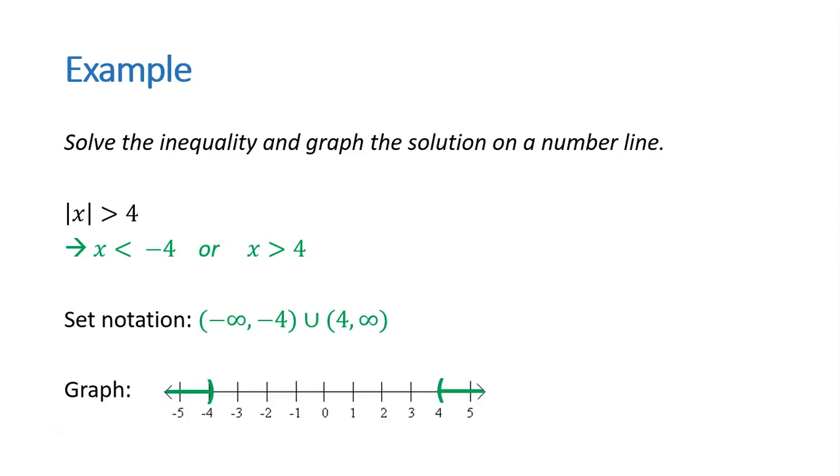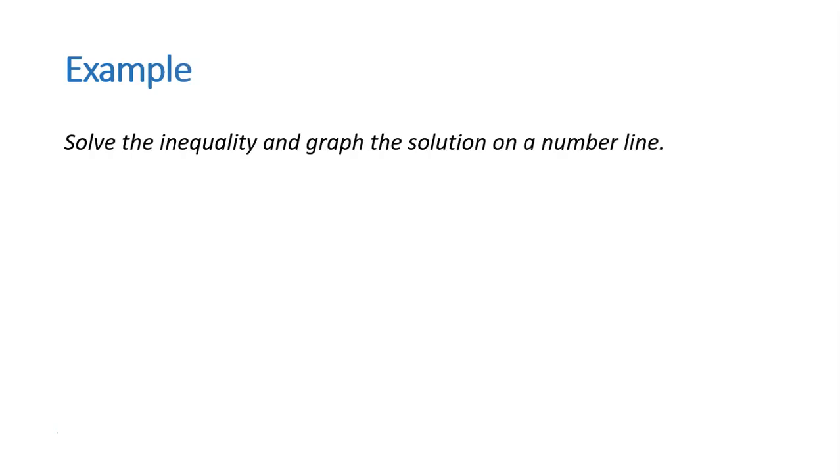What about our graph? So we have everything from negative infinity to negative 4. In other words, everything to the left of negative 4 on the number line is fair game. And then everything from 4 to infinity, everything from 4 on upwards to the right-hand side of the number line, is also part of our solution. What happens when we change to greater than or equal to?